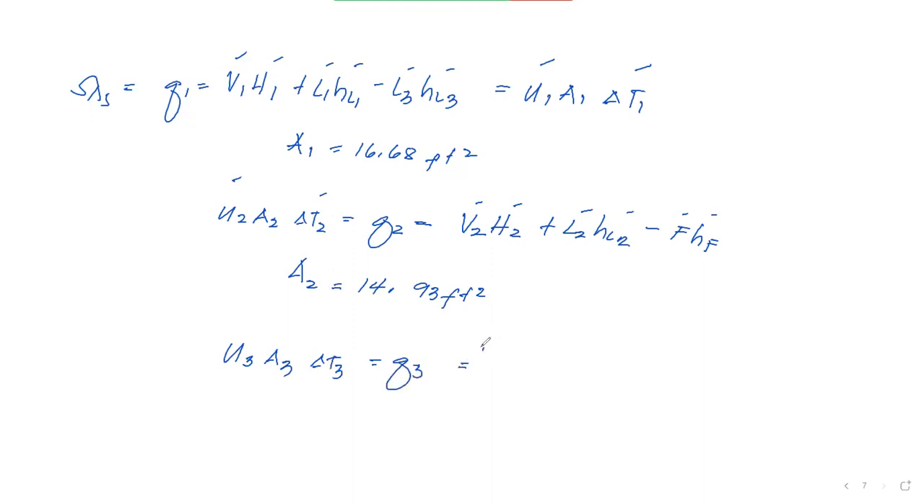Now you do the same for U3, A3, delta T3, which is your Q3, the heat supplied in the third effect, following the same format. It's V3 H3 plus L3 HL3 minus the feed in the third effect, which is L2 HL2. You'll be getting all of this except your A3. Your A3 in this case is 16.34 square feet.